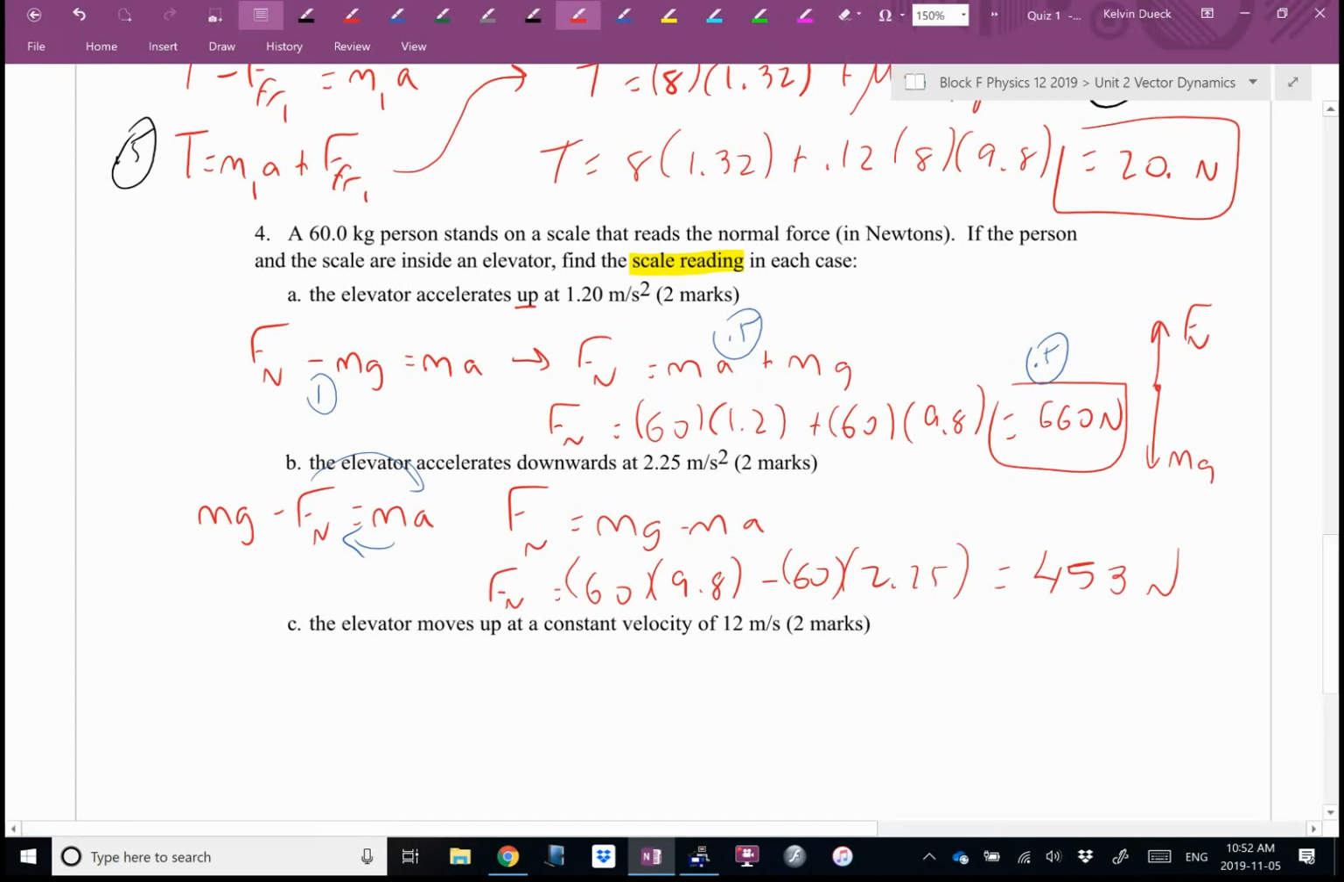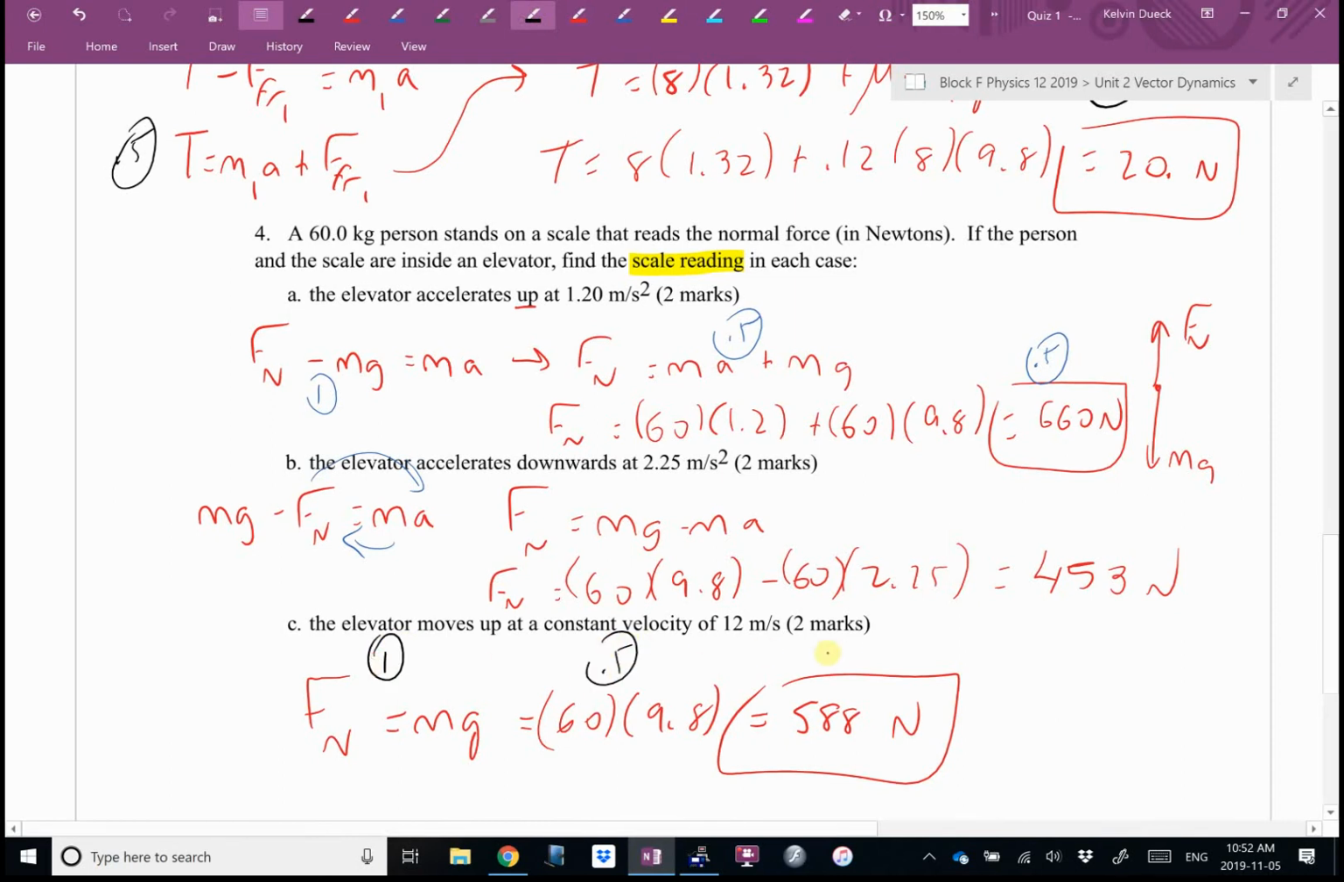Why in part C can I just go... Why can I say that? And so I could go winner minus loser equals MA, but what's A? 0. So it's going to be winner minus loser equals 0. It's going to be winner equals loser. It's a tie. That's a long way to say it's a tie. So the normal force is just going to be 60 times 9.8. I can do that in my head. 60 times 10 would be 600, so it's going to be 600 minus 12. 588? Mm-hmm. One mark, half mark, half mark.